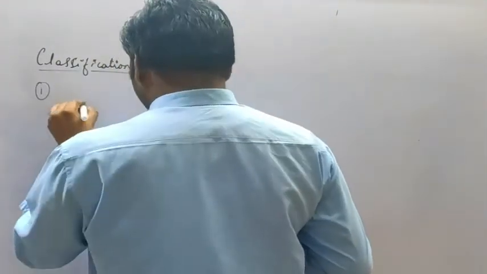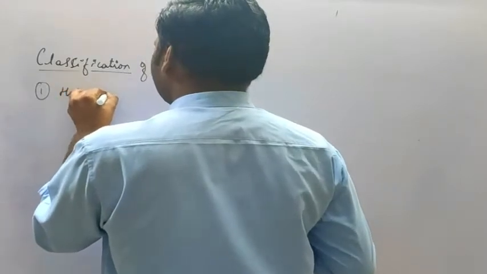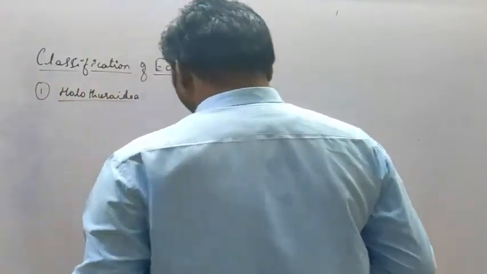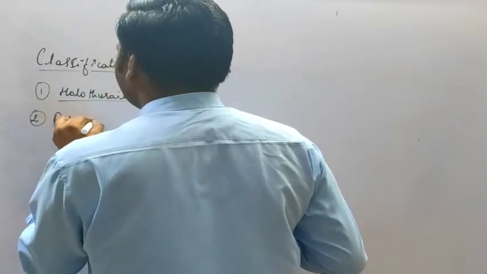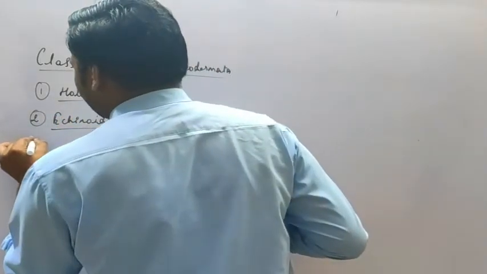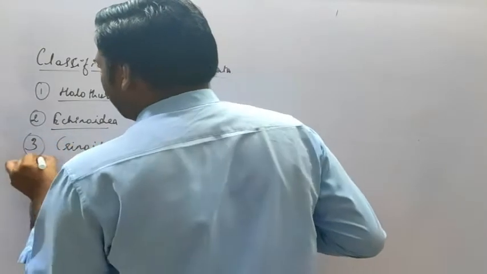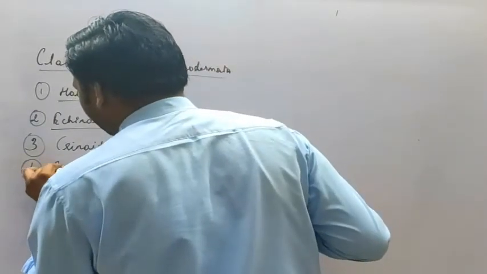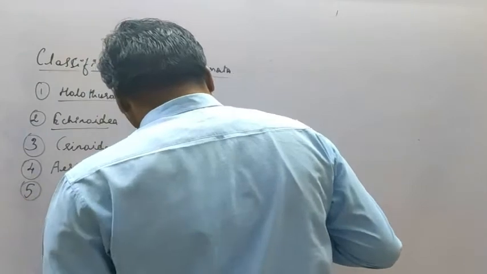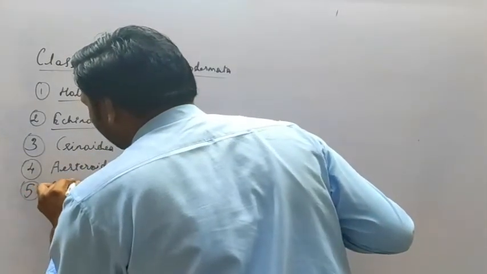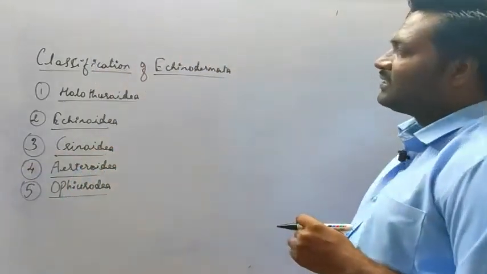Let's see the first class, Holothuroidea. Then the second class is Echinoidea. Then the third class, Crinoidea. Fourth class, Asteroidea. And the fifth class is Ophiuroidea. So these are the five different classes which can be seen under the classification of Echinoderms.